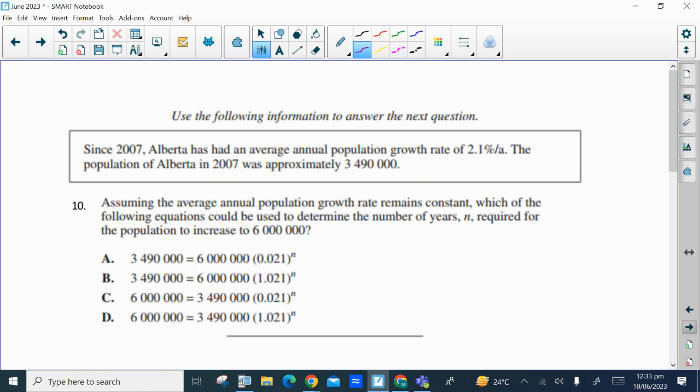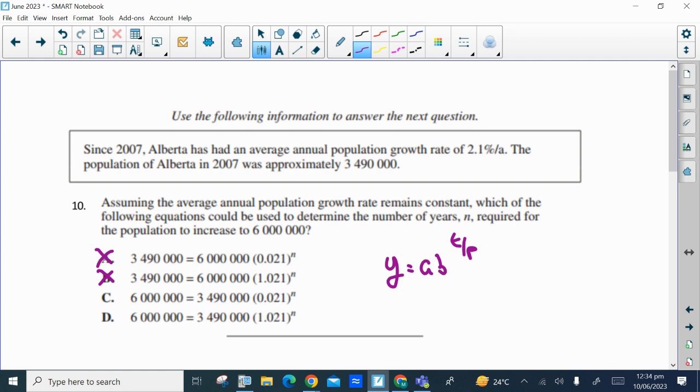Since 2007, Alberta has had an average annual population growth of 2.1% per annum, means per year. The population of Alberta in 2007 was approximately 3,490,000. Assuming the average annual population remains constant, which of the following equations could be used to find the number of years n required for the population to increase to 6,000, which means the number at the end has to be 6,000. So that eliminates A and B, because when we use our exponential growth and decay formula, y is the amount at the end.